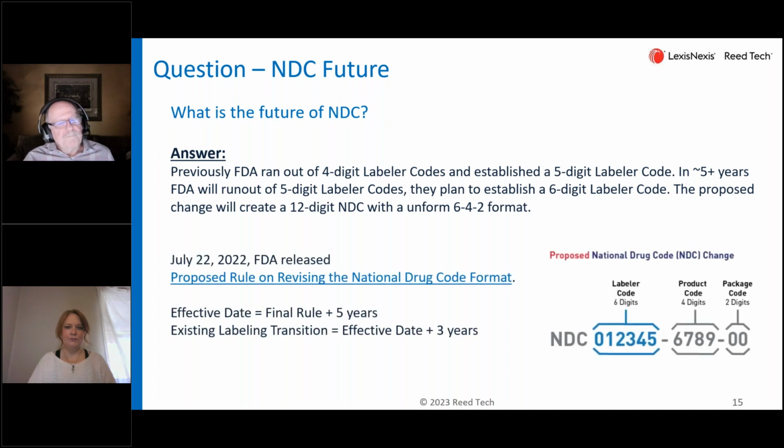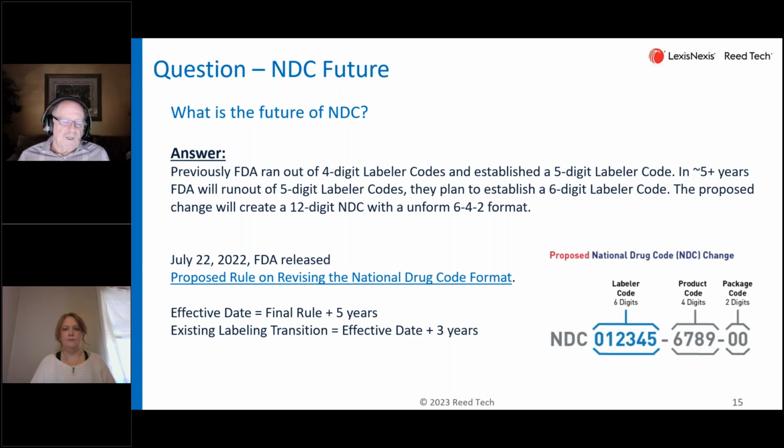If you'd like to read about that, almost a year ago now, back on July 22nd, 2022, the FDA released a proposed rule on how they were considering this 6-digit scenario, what the game plan is. They talked about an implementation time. So this is just a proposed rule, but when it becomes final, they are planning to have a 5-year implementation timeline, and then after that 5 years, make it effective.